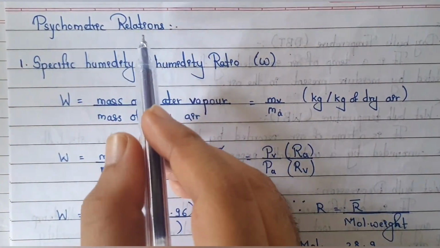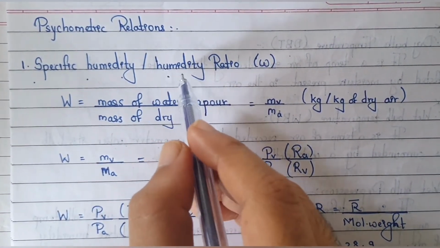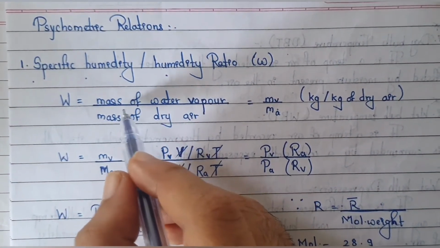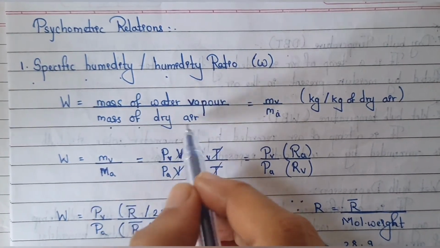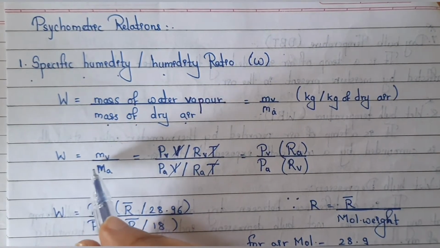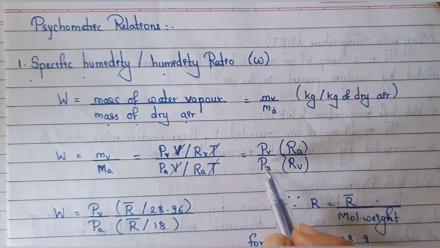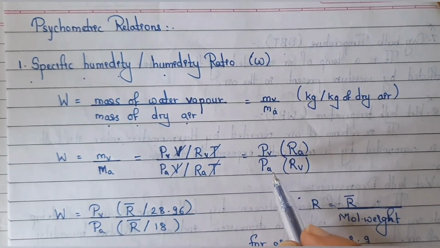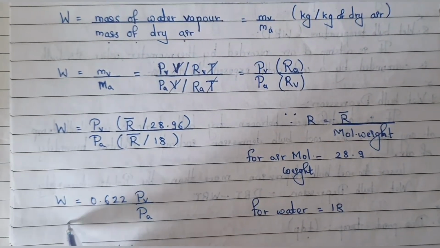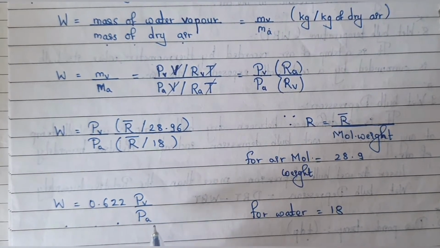These are the psychrometric relations. Number 1, specific humidity, that is the humidity ratio, W. Mathematically, W is equal to mass of water vapor divided by mass of dry air, that is equal to mv by ma. And W is equal to mv divided by ma, that is equal to pv and pa, that is finally W is equal to 0.622 pv by pa.